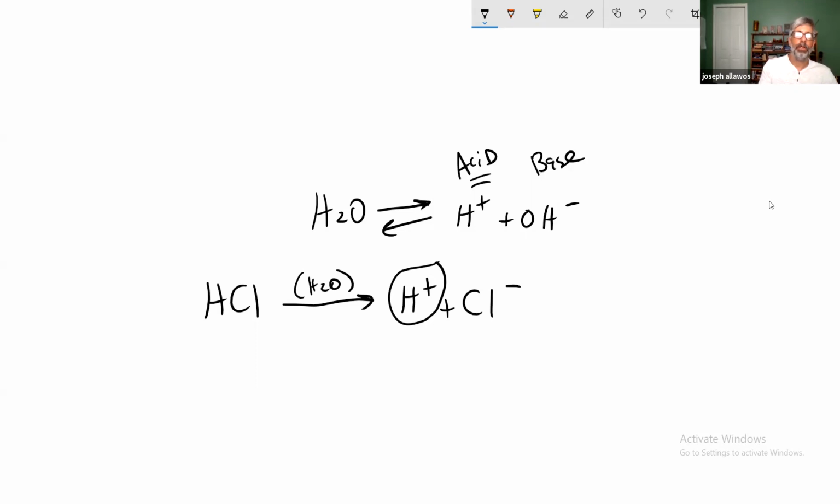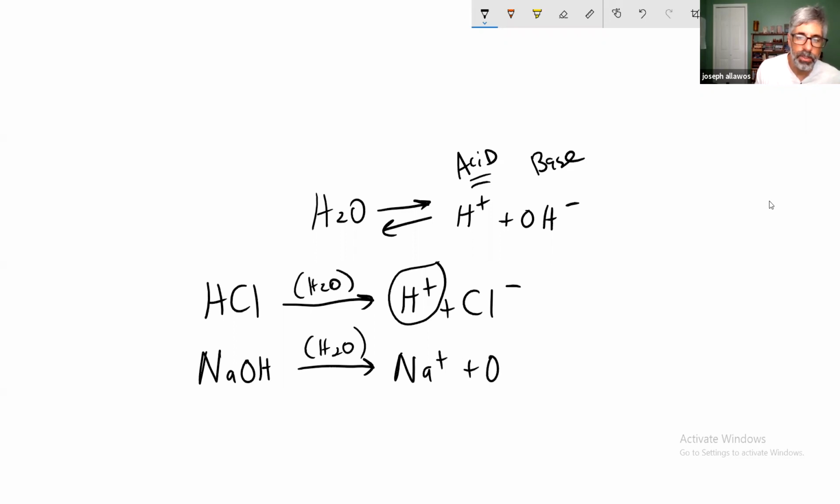Okay, what if you dump some sodium hydroxide in some water? What happens? Well, it dissociates and you get Na plus and OH minus. Now you're getting an excess of hydroxyl ions, and so that makes sodium hydroxide a base. It's pretty simple. Take your sample, dump it in water. If you get hydrogen ions in excess, it's an acid. If you get hydroxyl ions in excess, it's a base.